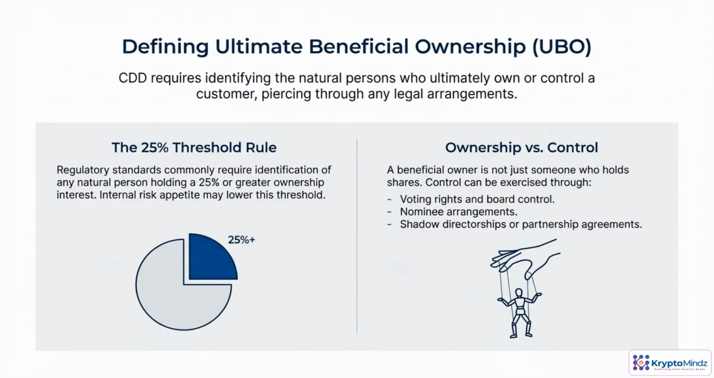Ultimate beneficial ownership is about finding the real people behind a customer, not just the names on the documents. Regulators typically expect you to identify anyone who owns 25% or more of a company, though many institutions set even lower thresholds. But ownership is only half the picture. You also need to understand who actually controls decisions, for example, through voting power, nominee arrangements, or informal puppet master influence.